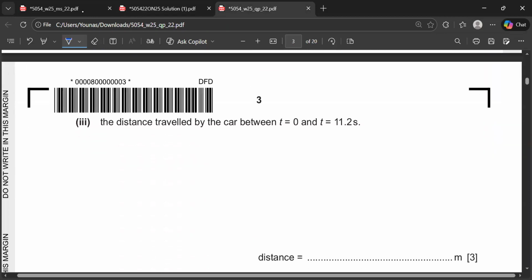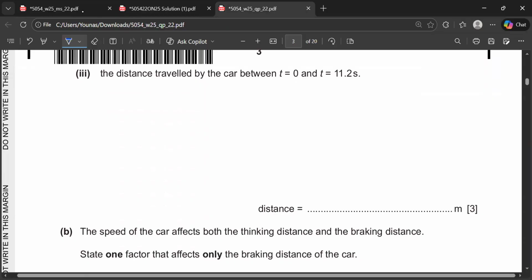Now we are on the third portion. It says the distance traveled by the car between t equals 0 and t equals 11.2 seconds. It's a 3-mark question. Because the speed-time graph is given here, the distance traveled is equal to the area under the speed-time graph.